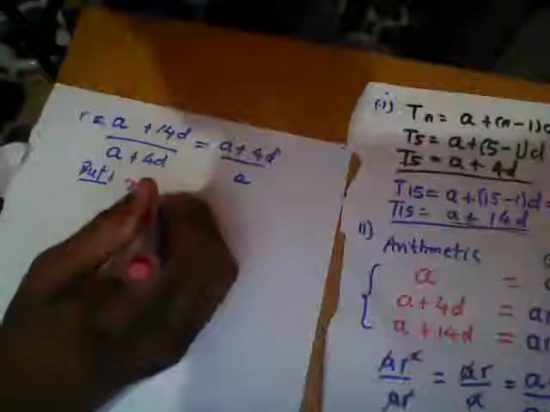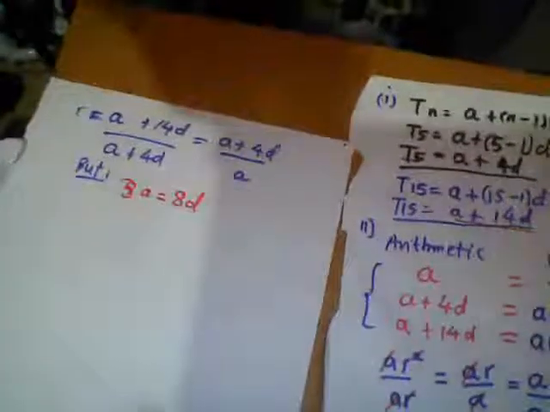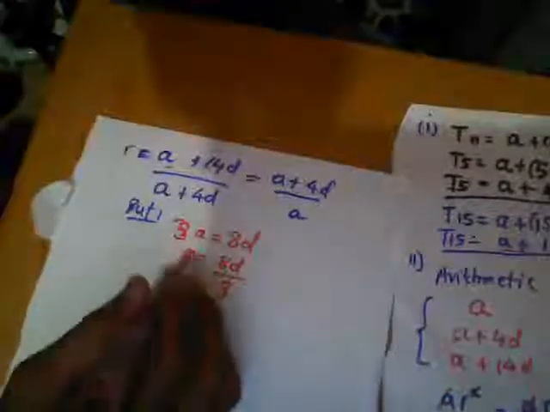So we have 3A equal to 8D. Now I can substitute this in here. Let me make A the subject, and then substitute the value of A here. Or I can make D the subject and substitute the value of D, whichever you want. So I'll make A. A equal to 8D over 3. That's the value of A.